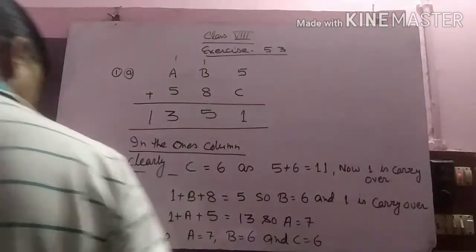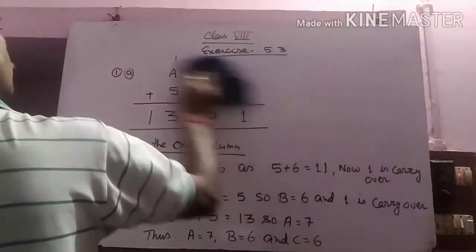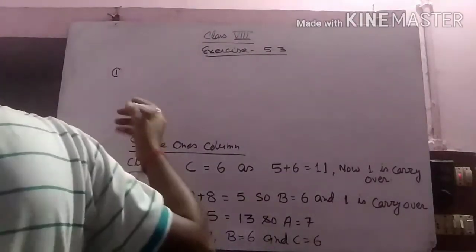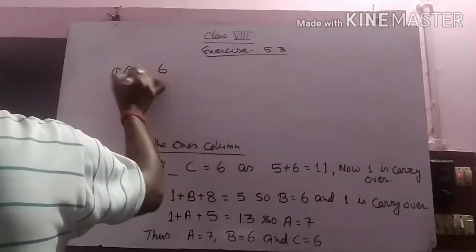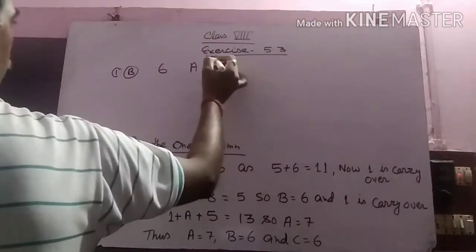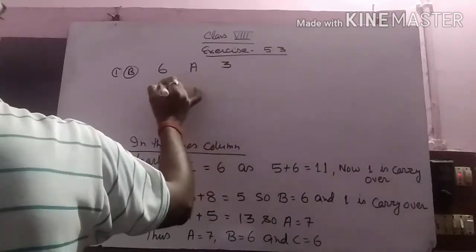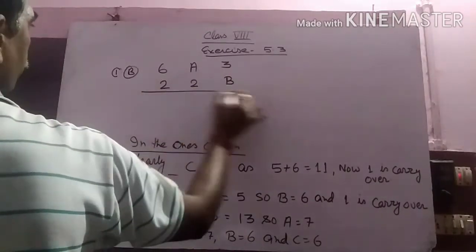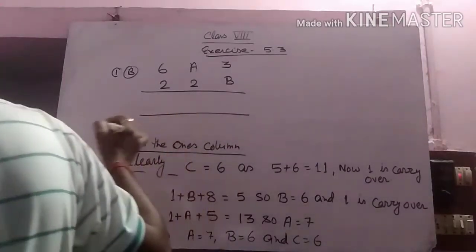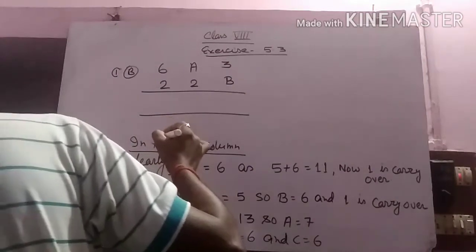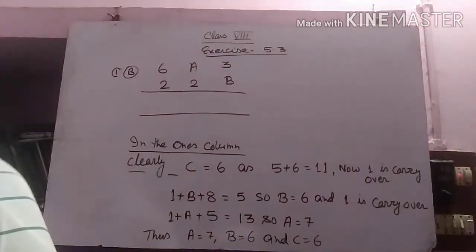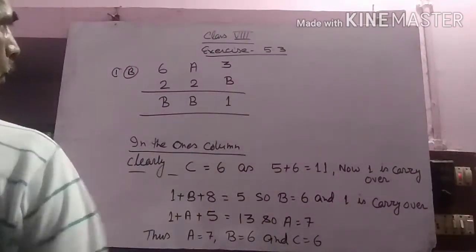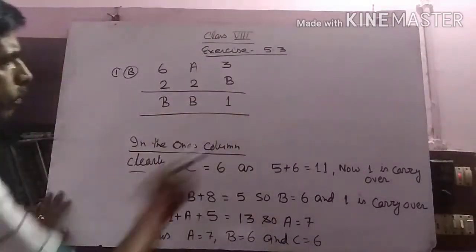Similarly, we are going to discuss another question, question number B, which is 6A3 plus 2B equals B1, as given.